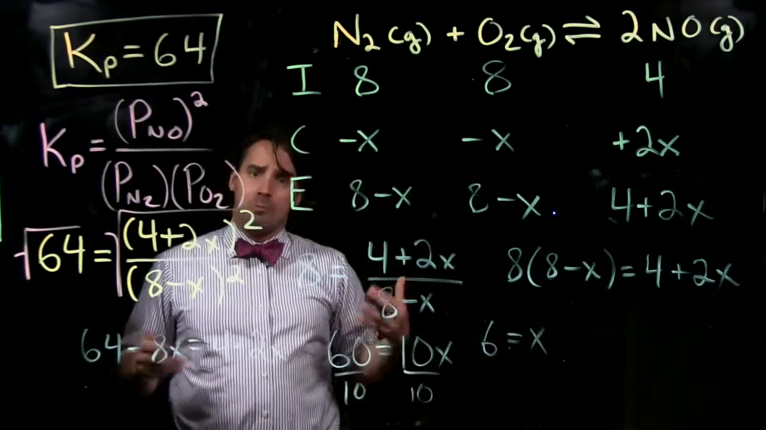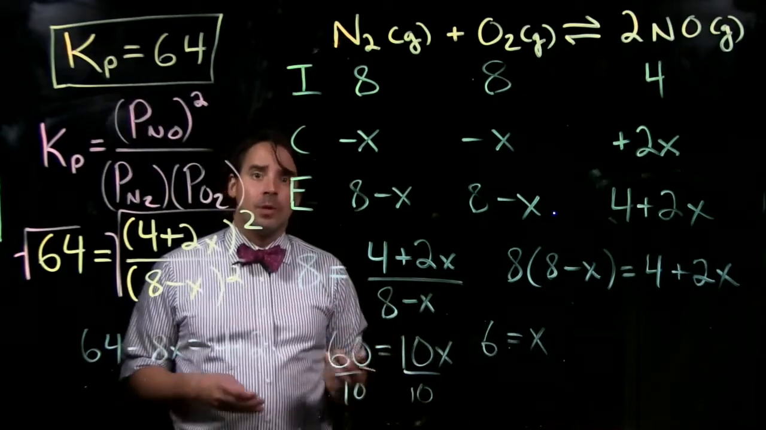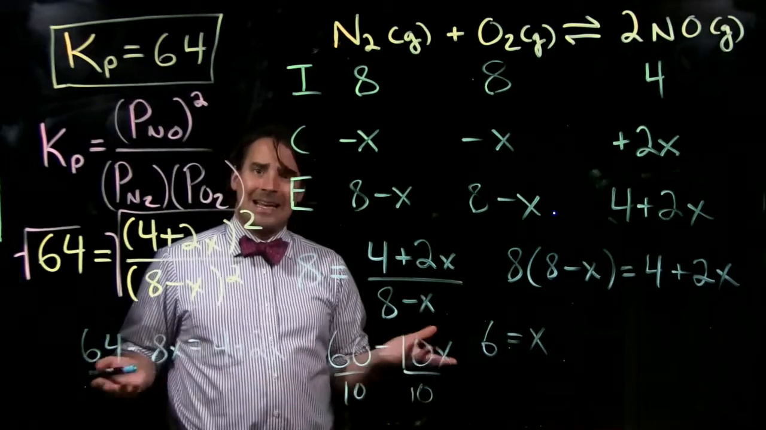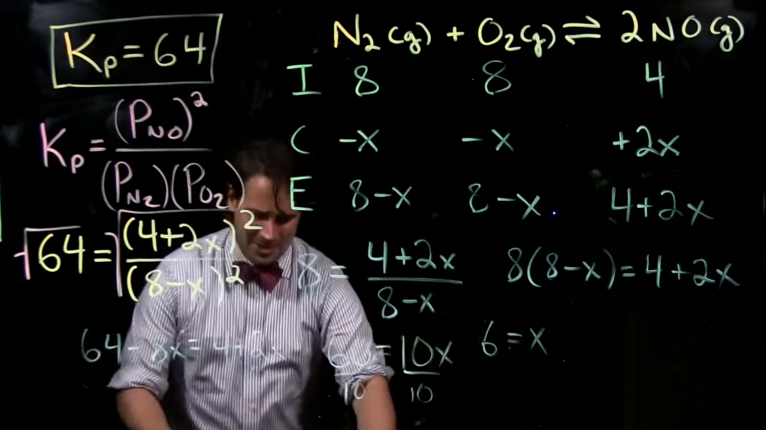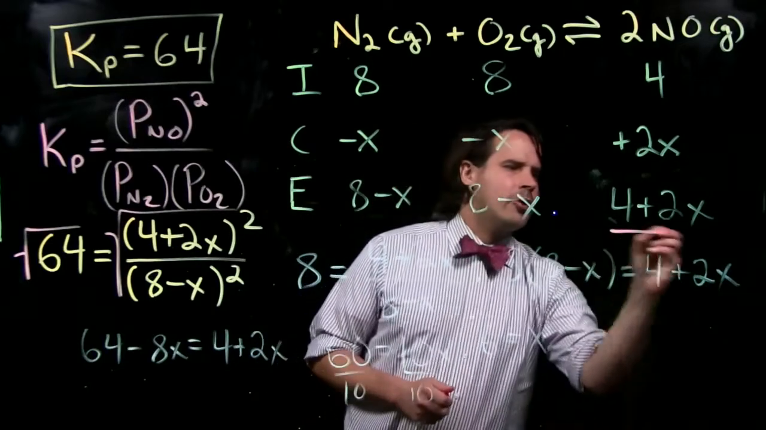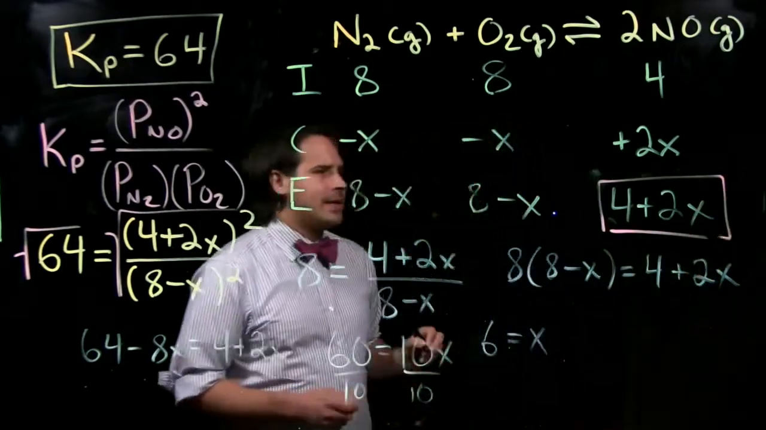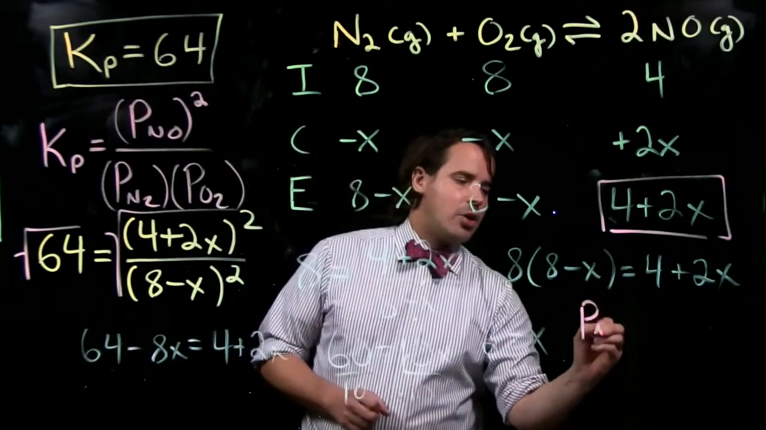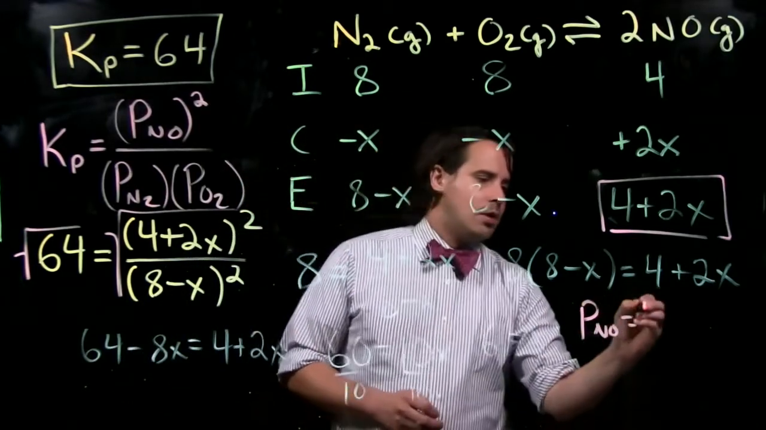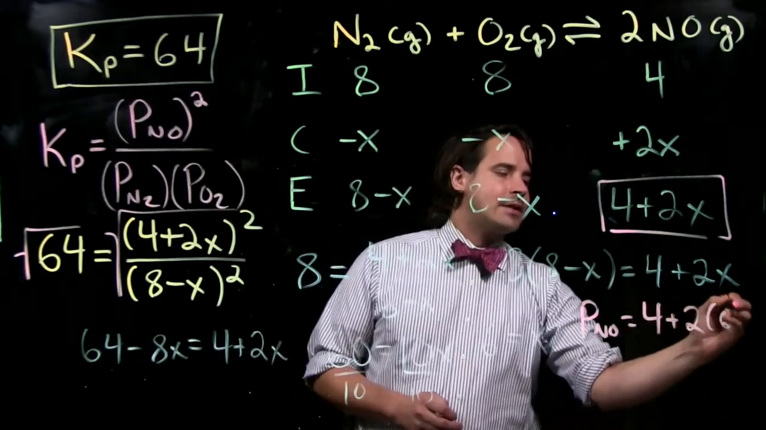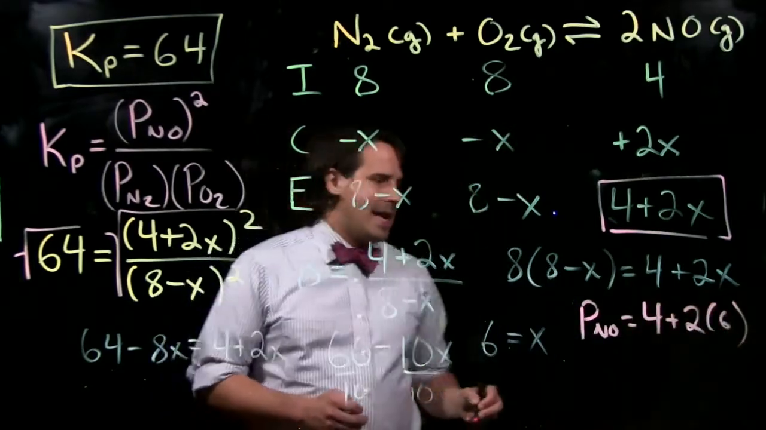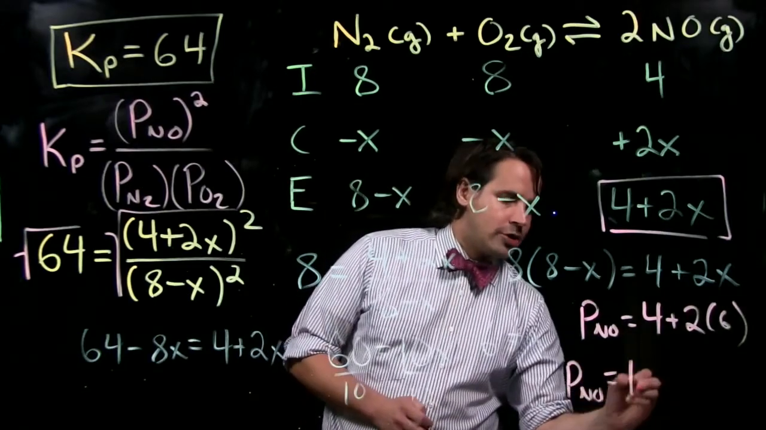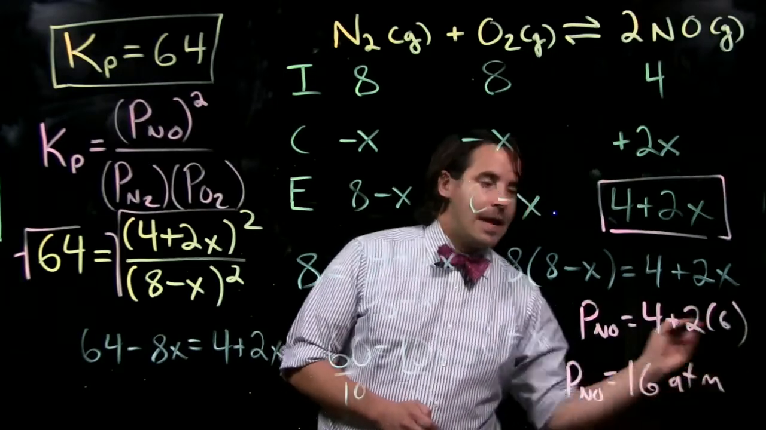Then just make sure that what we're answering is what the question is asking. We're specifically looking for the partial pressure of nitric oxide at equilibrium. Is that equal to just x alone? Well, no. We can see on our ICE table that the equilibrium partial pressure is 4 plus 2x. So our pressure of NO is just going to equal 4 plus 2 times x, which we solve for as 6. And this ends up being 16 atmospheres. And we're done.